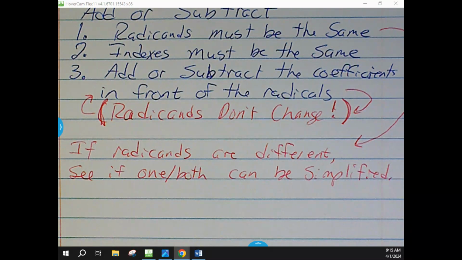No. If the radicands are different, then you have to look to see if you can simplify one of those, because more than likely you're going to have to simplify and bring it down to a point where you can break them down and add them or subtract them.